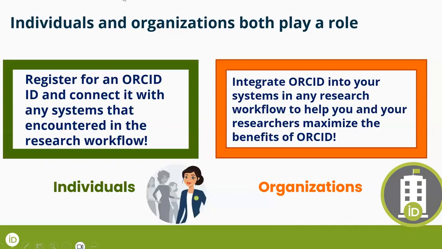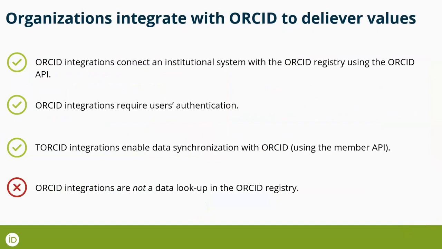There are actually two components; both individuals and organizations play a role. For individuals, researchers register for your ID if you haven't, and connect your ID with any system that you have during the research workflow. And for organizations, of course, adopt or integrate ORCID into your systems to help you and to help your researchers. And organizations integrate ORCID to deliver value.